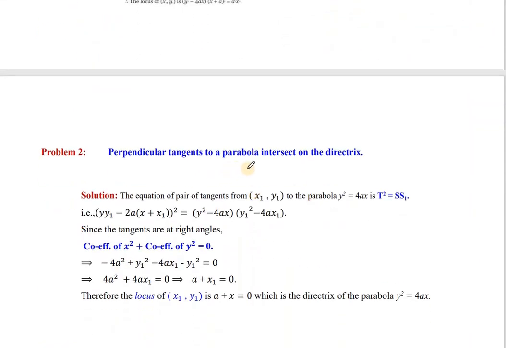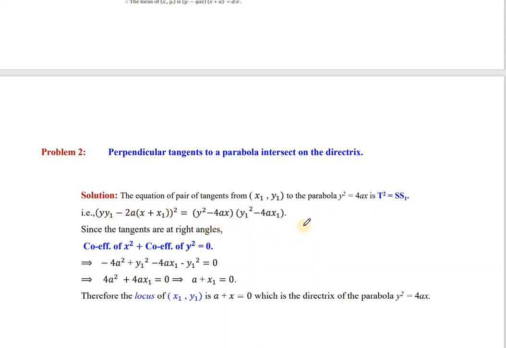Then, perpendicular tangents to a parabola intersect on the directrix. So perpendicular tangents, you need to have a pair of tangents. When they are perpendicular, they will have to intersect only on the directrix. That's what we are trying to prove. So you have the equation of the pair of tangents given by t square is equal to ss1.